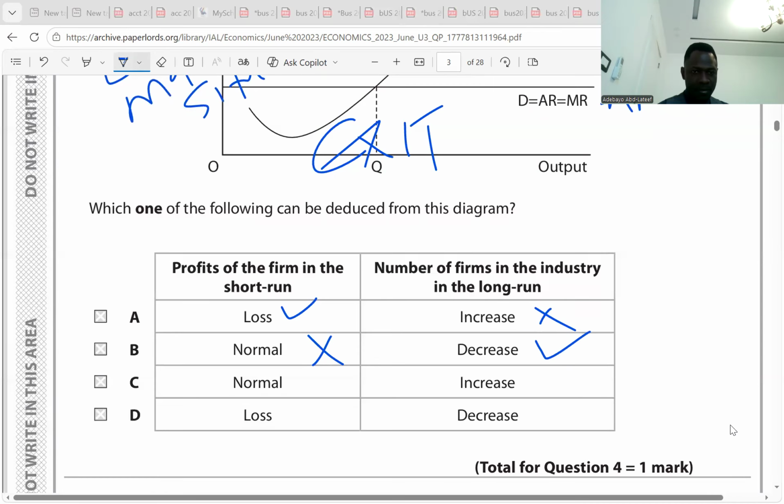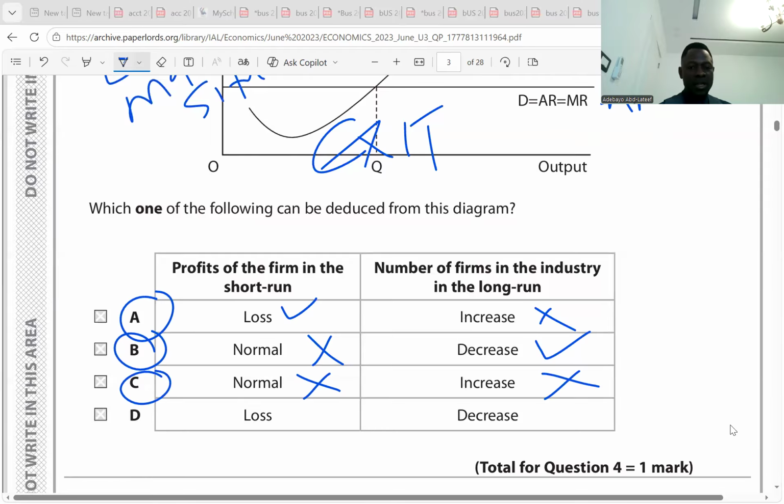So we look at C. Firms will make normal profit. No, it's a loss-making situation. Numbers of firms would decrease, not increase, because firms would exit the market in the long run when they are not making profits. So that's why it's not C. So it's not A, it's not B, it's not C, then it should be D.